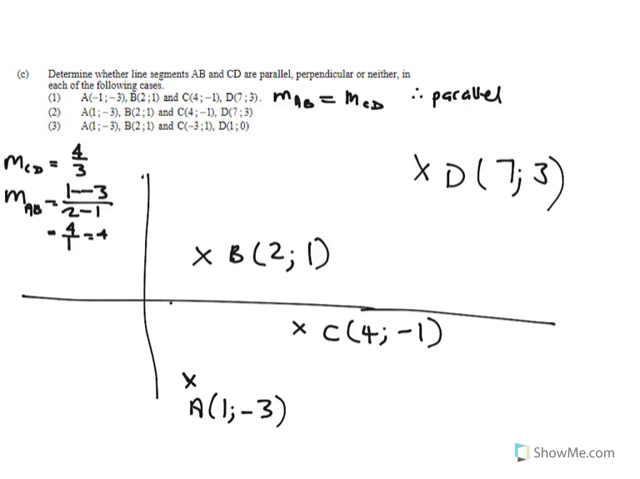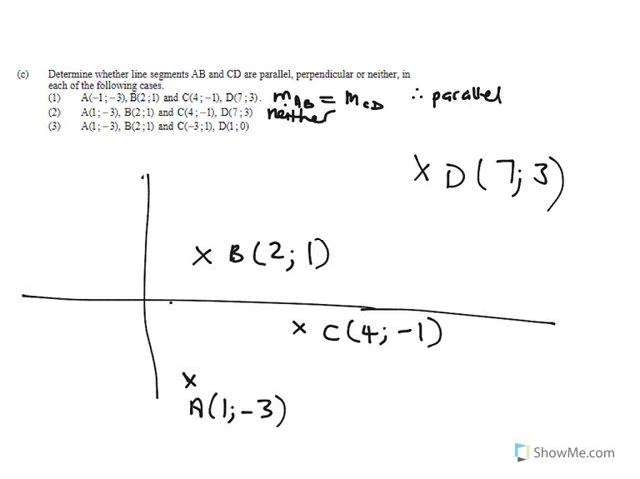And so there's no relationship there. 4 is not the negated reciprocal of 4 over 3. It's not equal to 4 over 3. So there's no relationship there. They're neither parallel nor perpendicular.